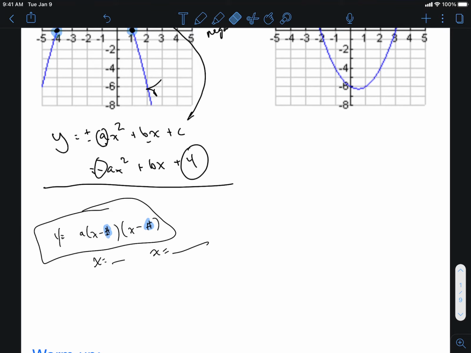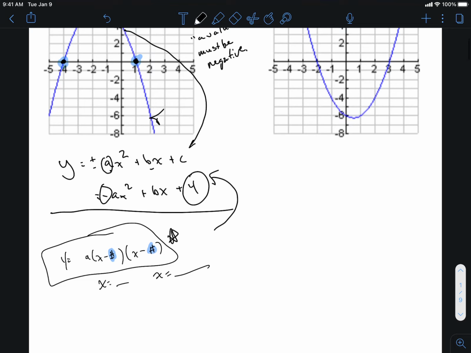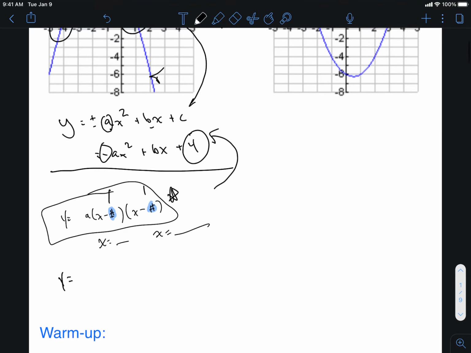Okay, so here's what we're going to do. We're going to operate under this model here because this is more useful than this, right? What you can do is go find the two numbers, your x-intercepts, and put them in where you see those two number signs. Okay, let's rewrite this. y equals, a is going to be 1, but here's the catch: you have to make it negative because it's opening down. All right, let's fill in the rest.